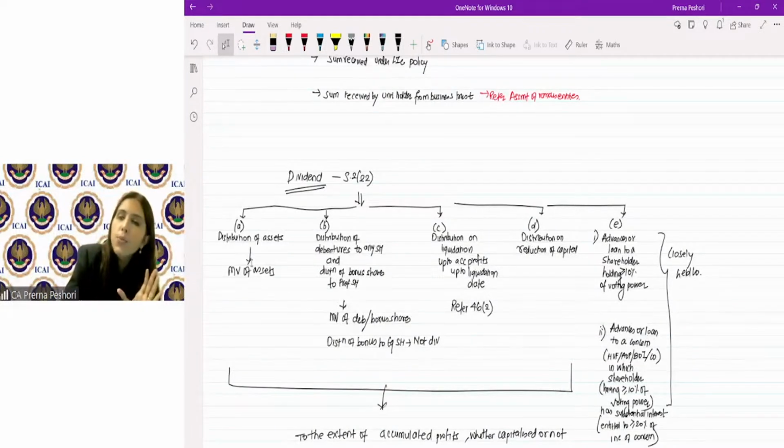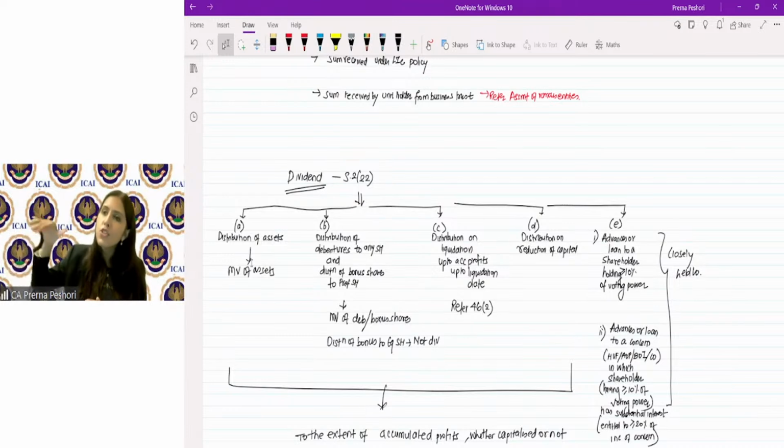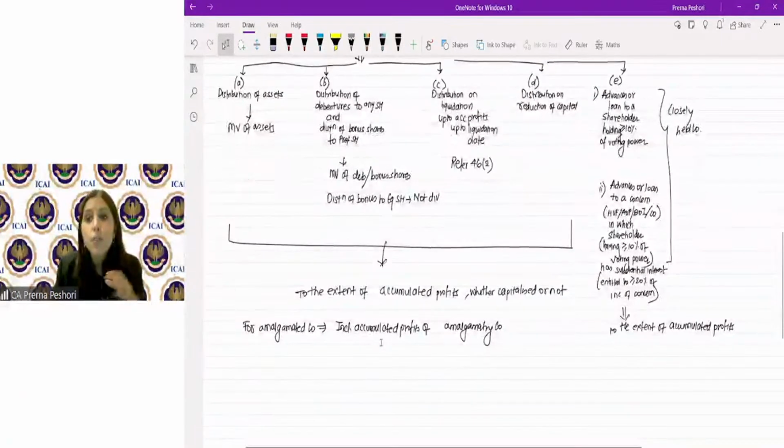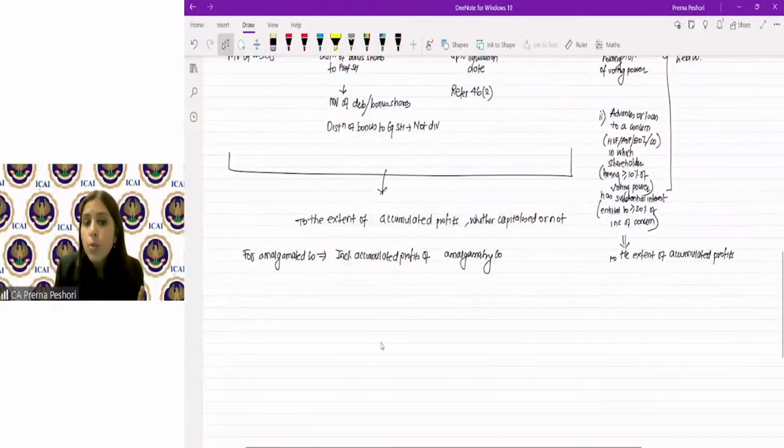Now coming to 222E, when the advances or loans are given to the shareholder or to any concern in which the shareholder has a substantial interest. Substantial interest means he has the entitlement to more than 20% of the profits of that entity. This shareholder should be owning more than 10% of the voting power. Then up to the extent of the accumulated profit, this is taxable under 222E.